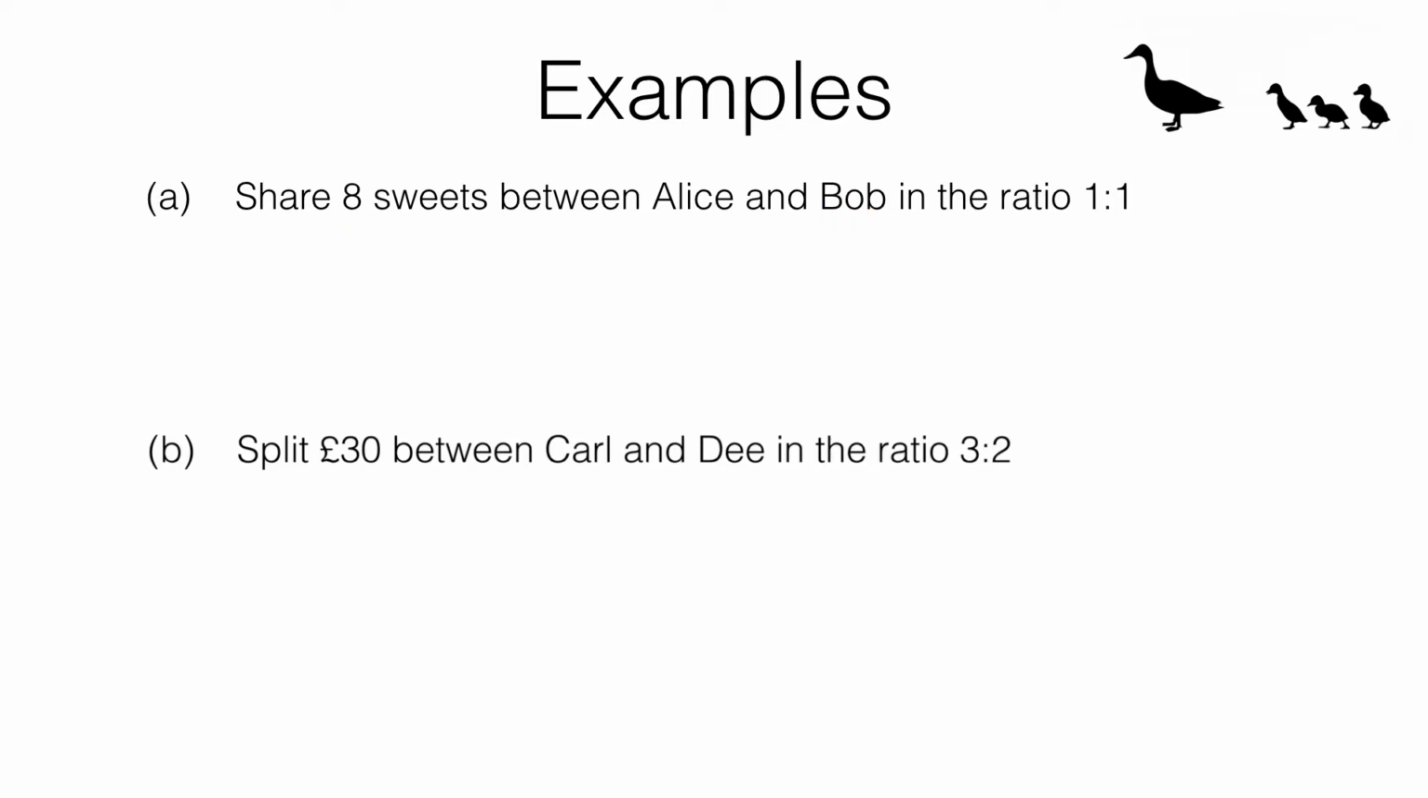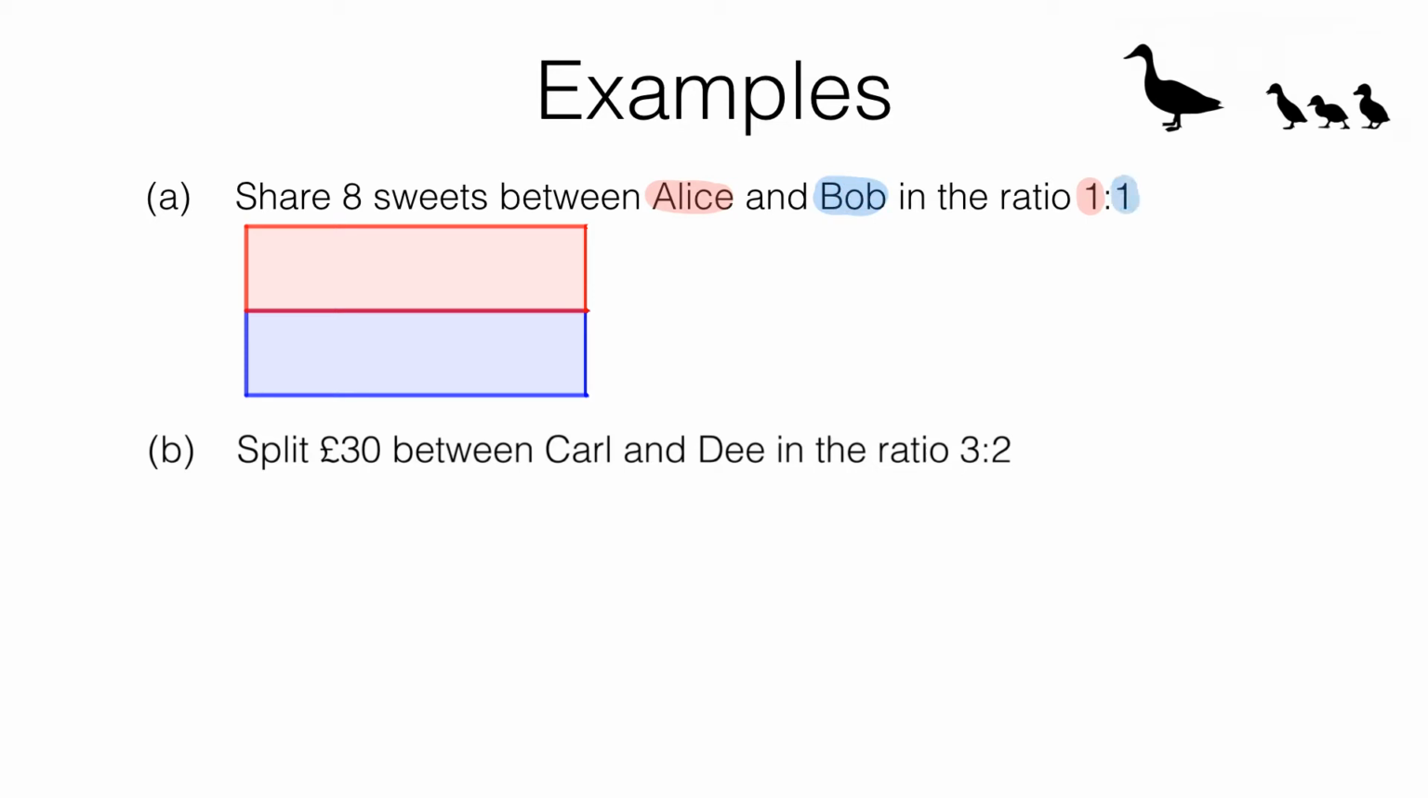But I'm going to illustrate this using a bar model, and that will hopefully help us with some more complicated questions to come. What I've drawn here are 2 boxes. There's one box to represent Alice's 1 part, and there's a different box to represent Bob getting 1 part in this ratio. So we've got Alice and we've got Bob, and we know we have a total of 8 sweets, remember? So these 2 boxes have to represent 8 sweets.